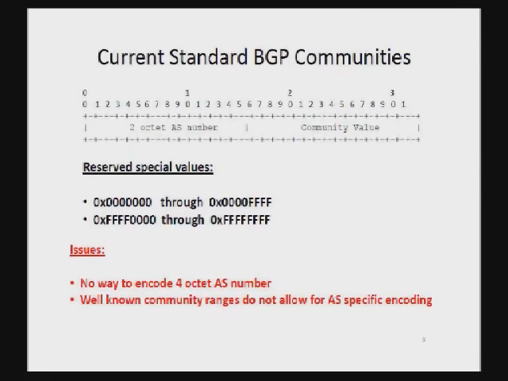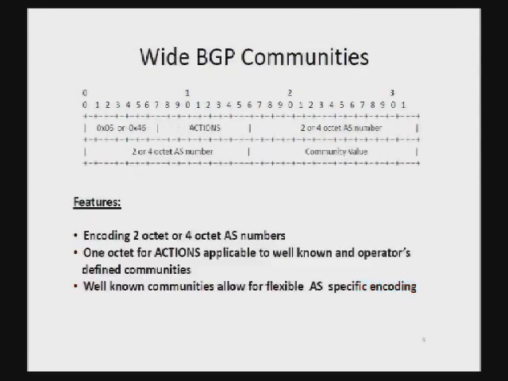So currently, the RFC for BGP communities is very simple. It has been done about 13 years ago, and it defines 2-octet for AS number and 2-octet for the value. And the AS number, it is said specifically in the RFC, indicates the source of the community. That's also something which I would like to address. So there is no way to encode a 4-octet AS number in this encoding, and the well-known ranges don't even allow encoding any AS number.